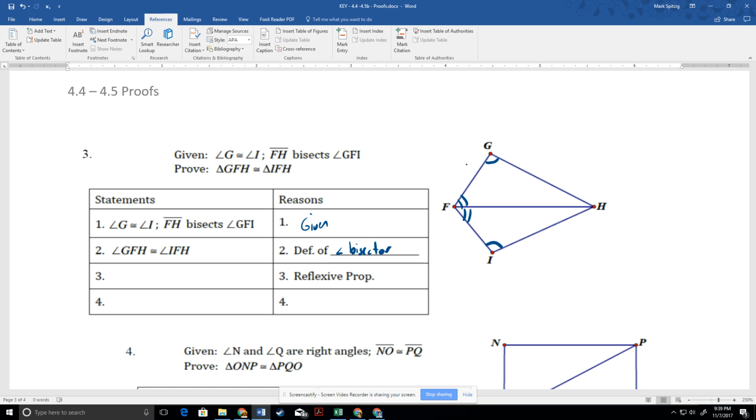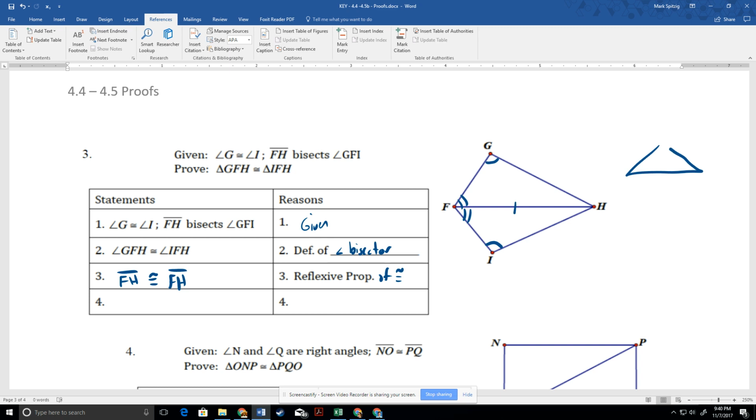Okay. Then finally, we have reflexive property here. So we know, and that's again of congruence, that's going to be FH in this case. It's going to be a reflexive side. You can have reflexive angles, of course, but in this case, it isn't one. So we know it is a reflexive side there going on.